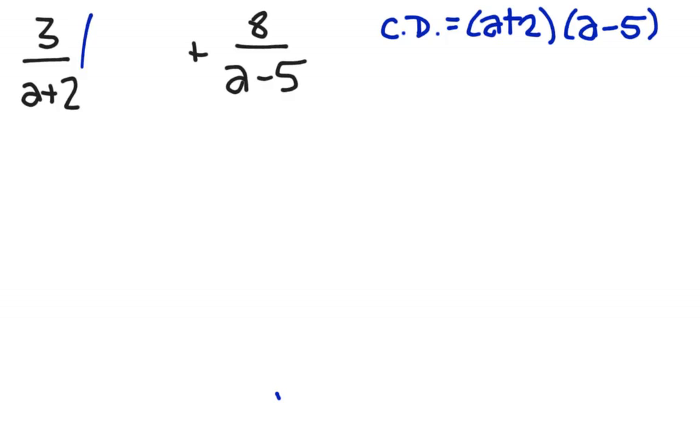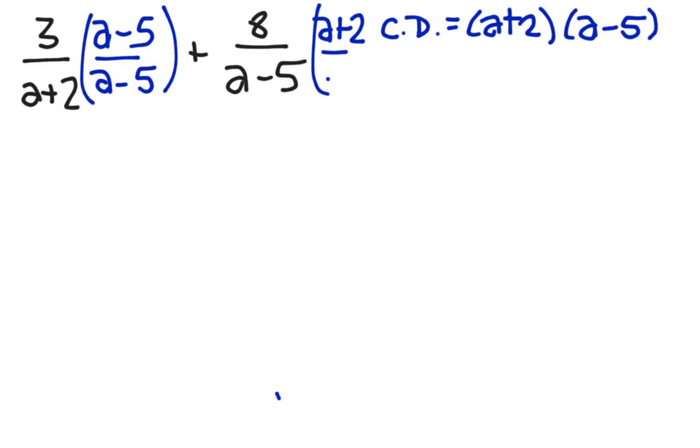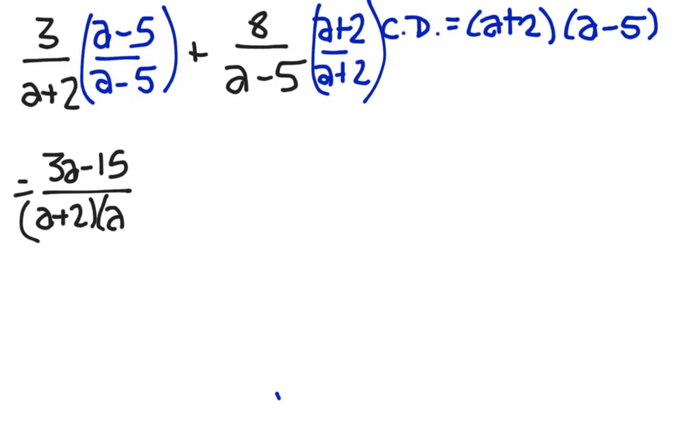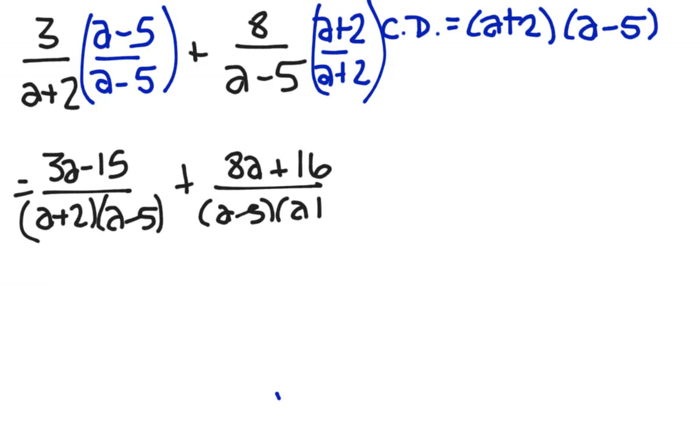The first denominator has the a plus 2, but is missing the a minus 5. So we are going to multiply by a minus 5 over a minus 5. The second denominator has a minus 5, but is missing a plus 2. So again, we're going to multiply by a plus 2 over a plus 2. Multiplying out, I got (3a minus 15) over (a plus 2)(a minus 5) plus (8a plus 16) over (a minus 5)(a plus 2).